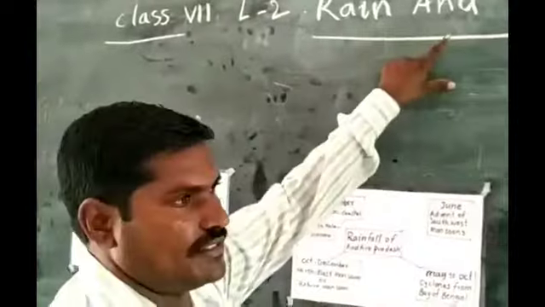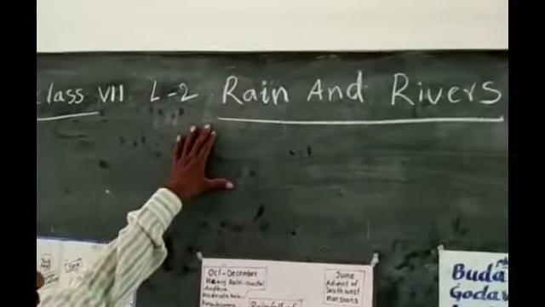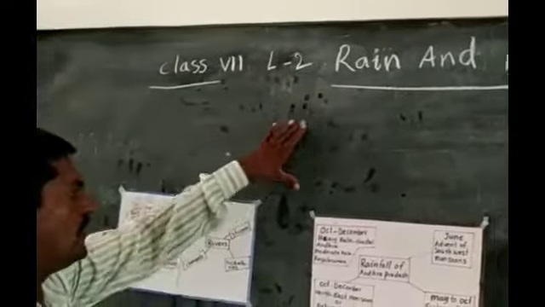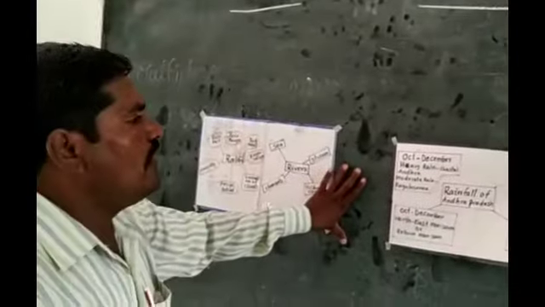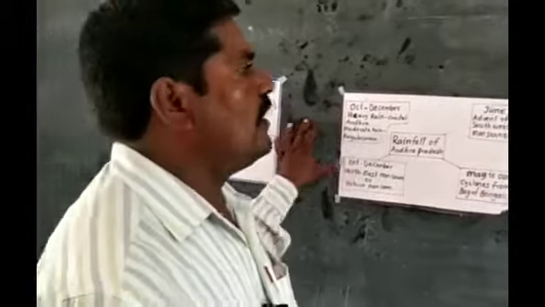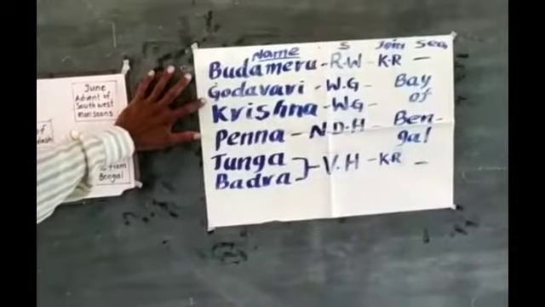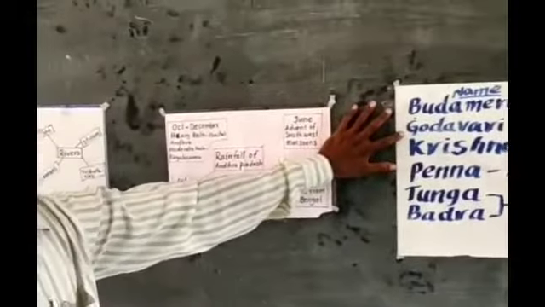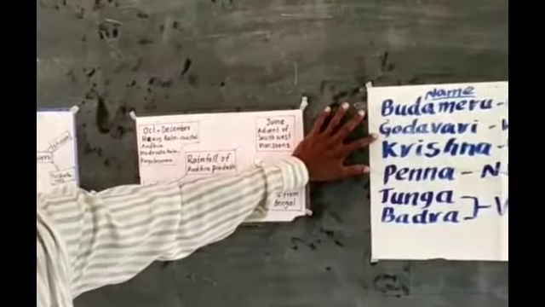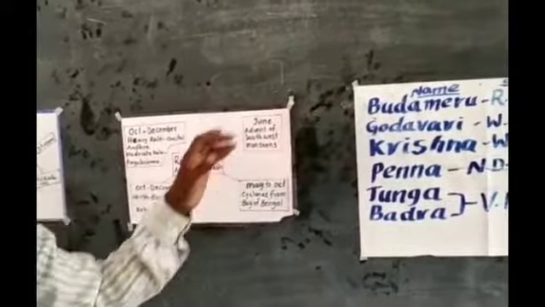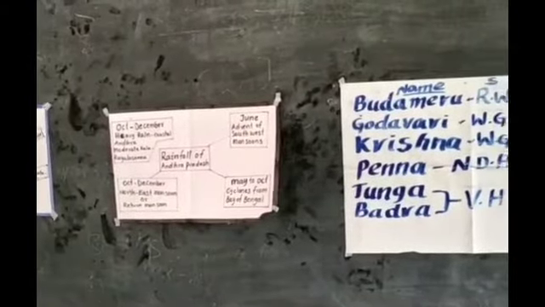This is lesson number 2, rain and rivers. This is the first part completed. Remember these charts and try to recall Krishna and Godavari, our two main rivers in Andhra Pradesh. In the next lesson we will be talking about the rivers of Andhra Pradesh, floods and plains.